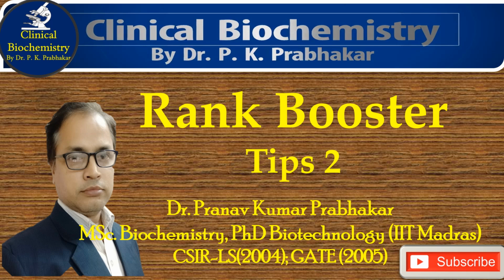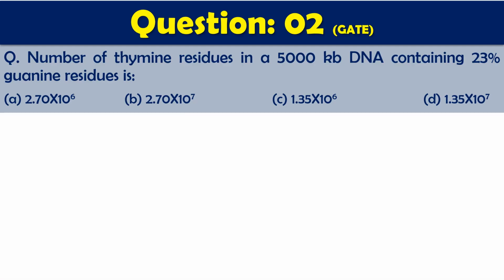Today we are going to talk about another type of question which most frequently comes in CSIR, GATE and other exams like JAM. This question is from the GATE. The number of thymine residues in a 5000 kb DNA containing 23% guanine residue is: the four options were 2.70 × 10^6, 2.7 × 10^7, 1.35 × 10^6, and 1.35 × 10^7.